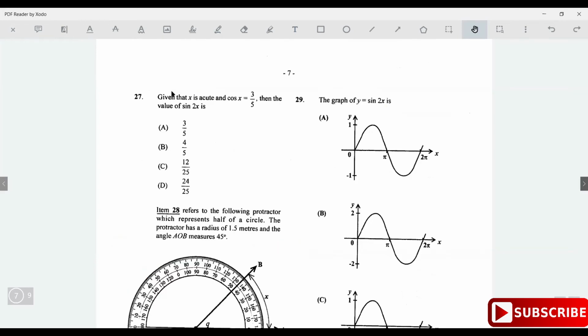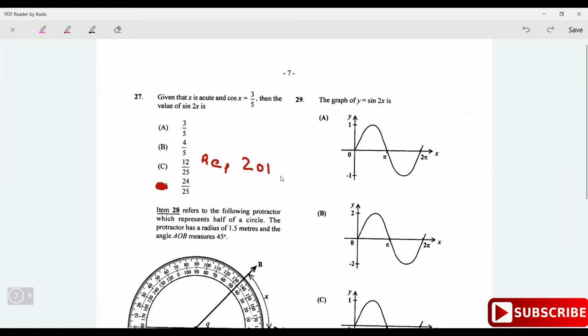Question 27. Given that x is acute and cos x is 3 over 5, what is sine of 2x? This is a repeat question. It's 24 over 25. This is a repeat from 2014. Nice and easy.